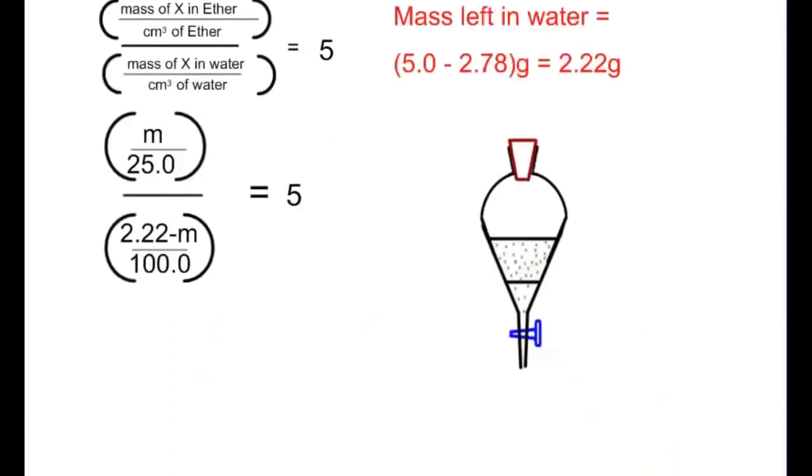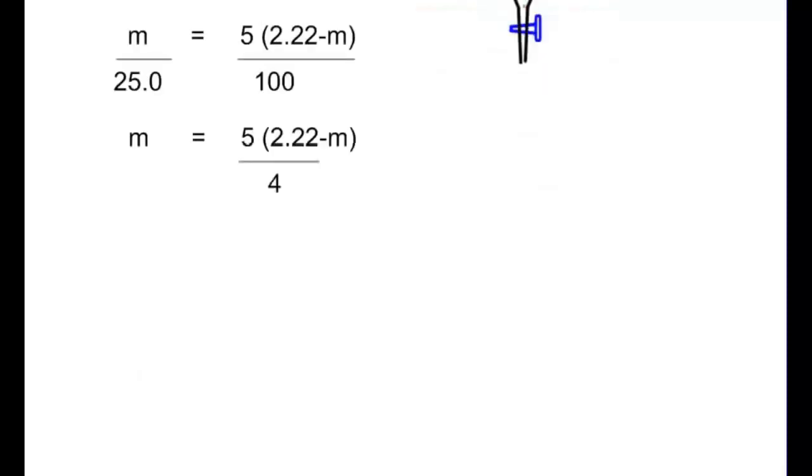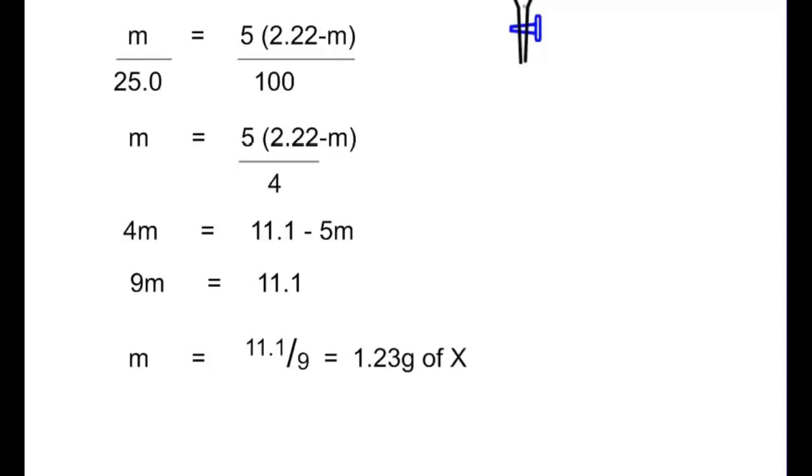And you see here that I've put the figures back in. I've changed now from 5 minus M to 2.22 minus M to reflect the new mass of X present in the water. Go through the same set of steps. Multiply both sides by 25. You're left with M equals 5 into 2.22 minus M over 4. And proceed through it and solve for M. And M turns out to be 11.1 over 9. So using the second 25 cubic centimeters, you extract 1.23 grams of X.